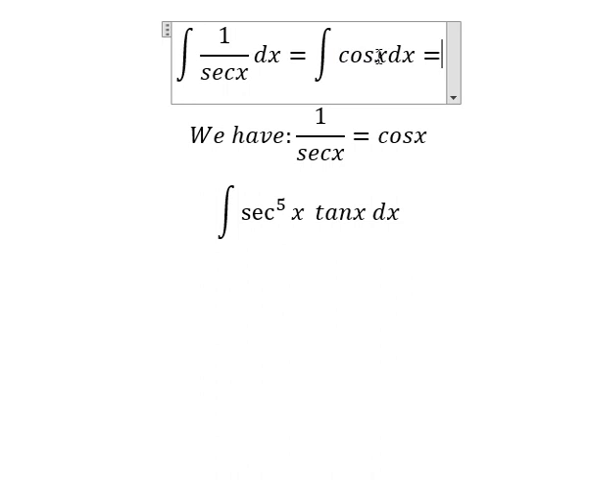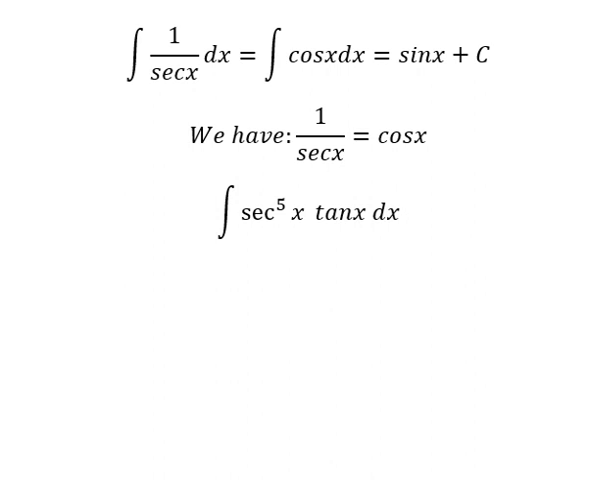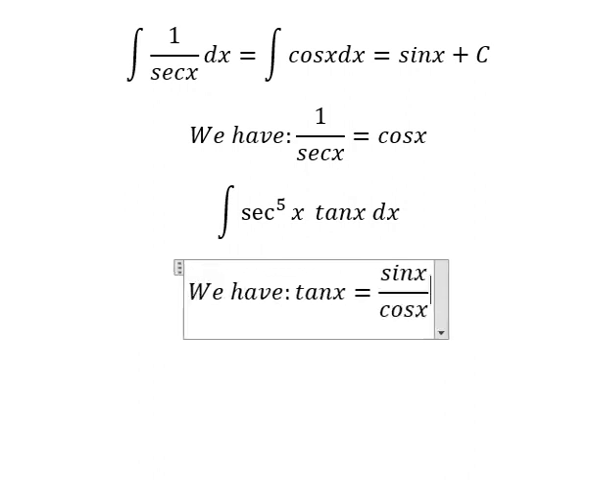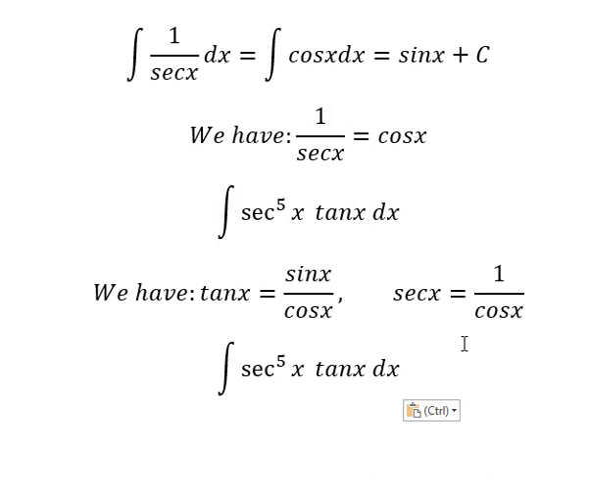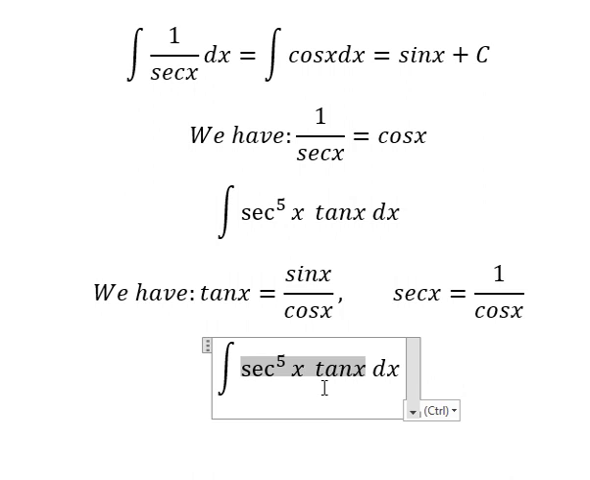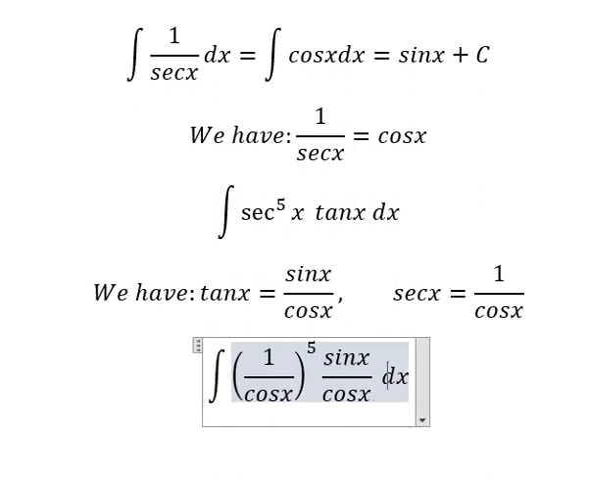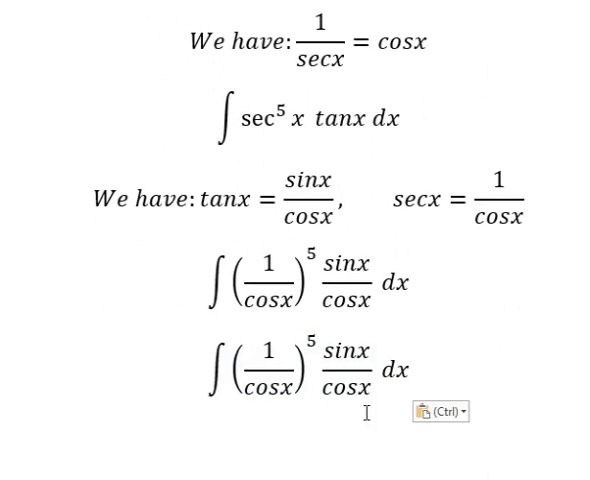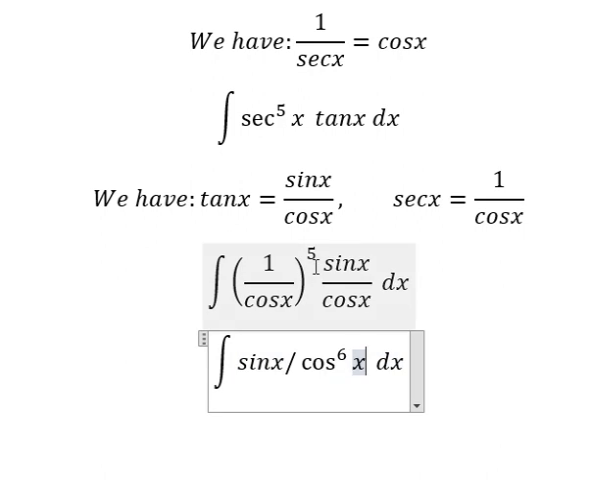The integration of cosine x is sine x. Now we have the second formula in here. So we need to transform this one into this one, and we have it like this. If we simplify, we have it like this, because number 5 with number 1, we have number 6.